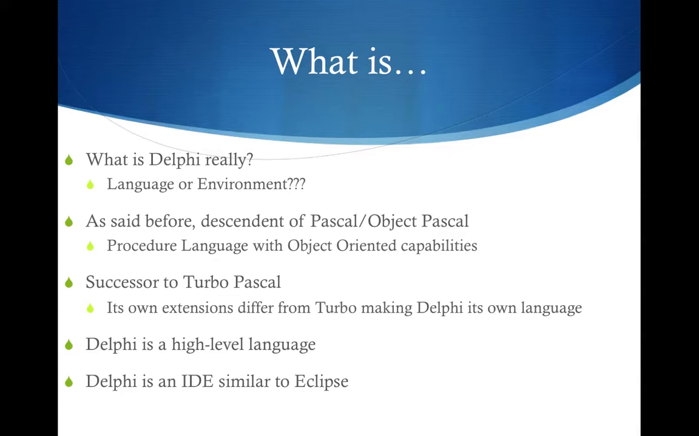You can do the C family, all different types of C. You can do Java. It's very versatile. As I said before, it's a successor to Turbo Pascal. It is a high-level language, and as I briefly just mentioned, its IDE is very similar to Eclipse. So if you ever used Eclipse, you know how to use Delphi.